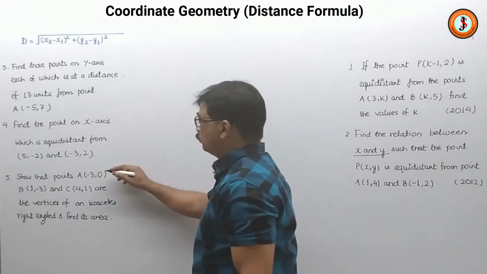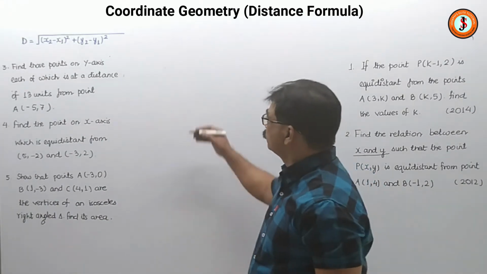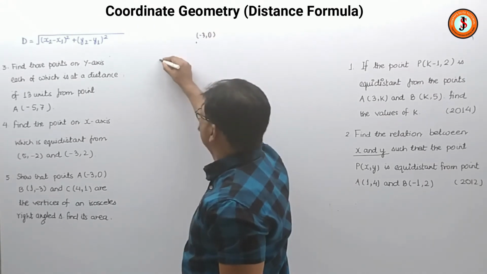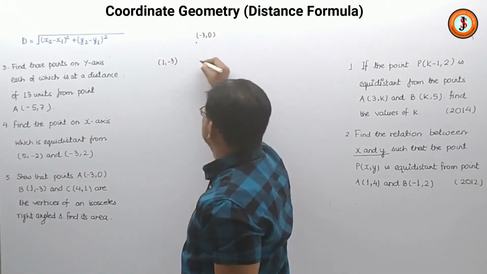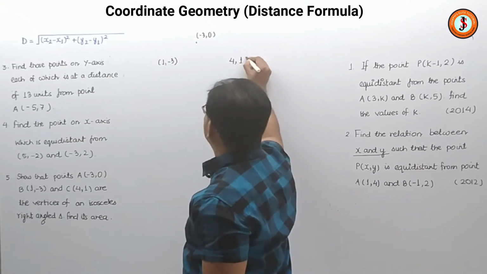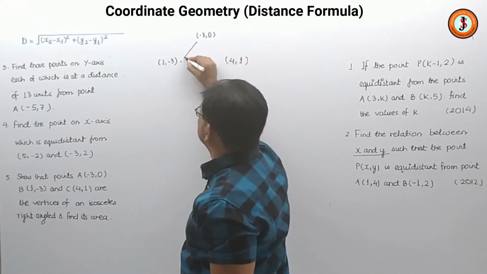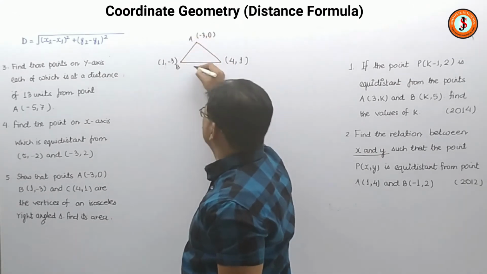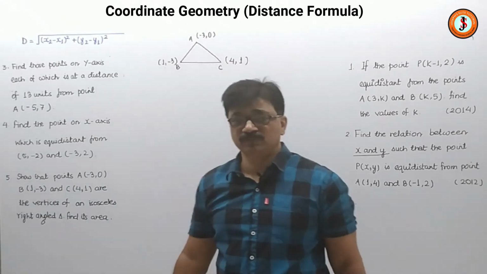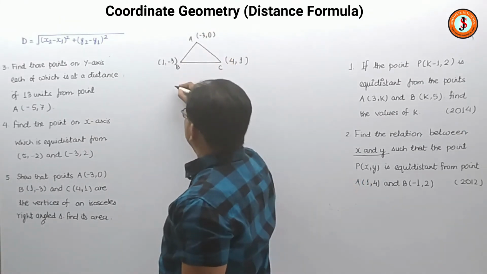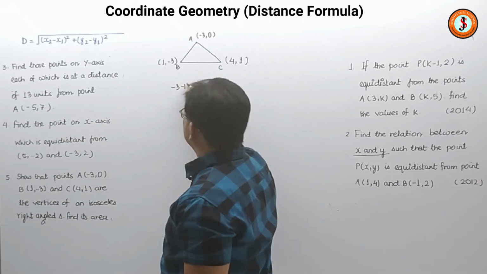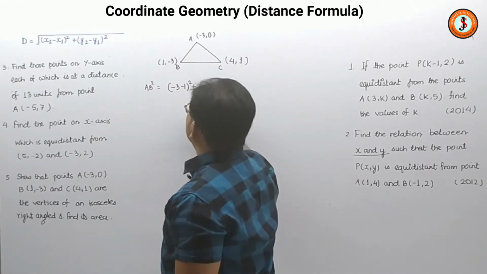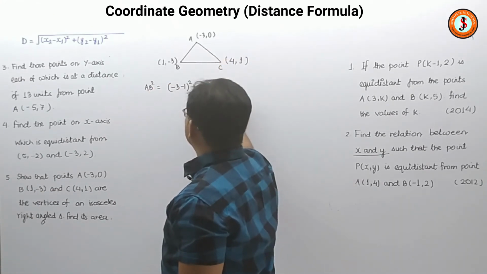Now let me show that the points A is minus 3 comma 0, B is 1 comma minus 3, and C is 4 comma 1. They are forming an isosceles right angle triangle. So let us try to see A, B and C. We take out the distances separately and see what is the relation. So AB square will be minus 3 minus 1 the whole square, plus 0 minus minus 3 the whole square.